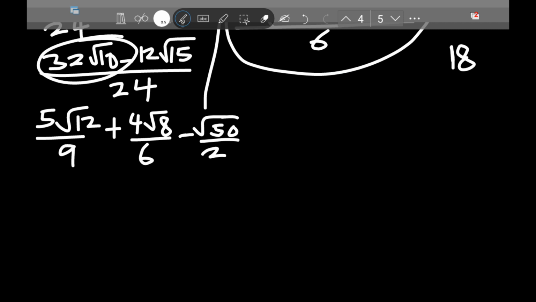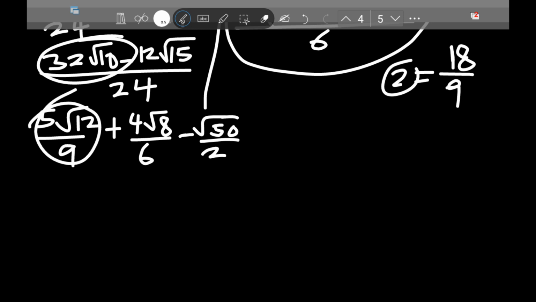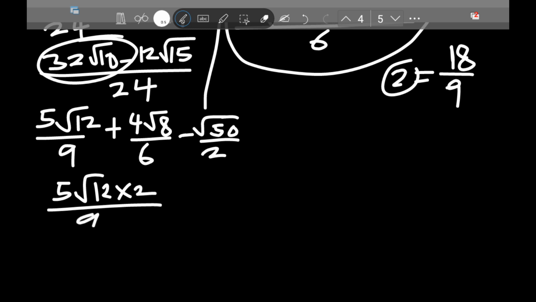So the LCM of 9, 6 and 2 is 18. So what should we do with this 18? Just as before, divide your 18 by 9. When you divide 18 by 9, you should get 2, and multiply the first fraction by the 2. So you should get 5 root 12 times this 2 here times 2 over 9 times 2, then plus sign.